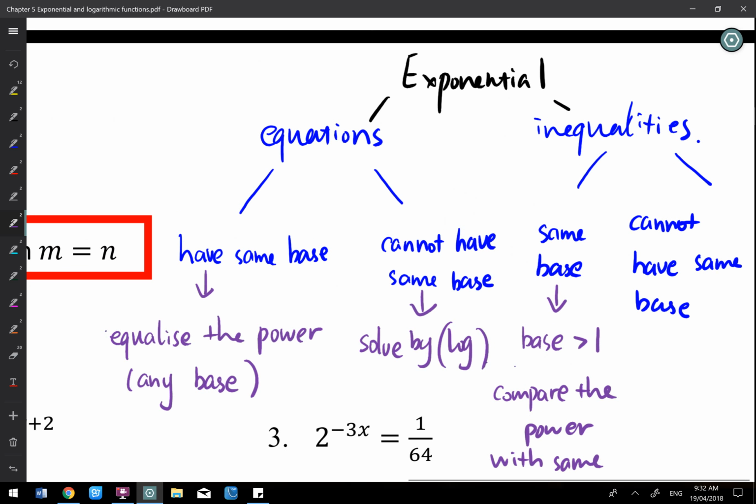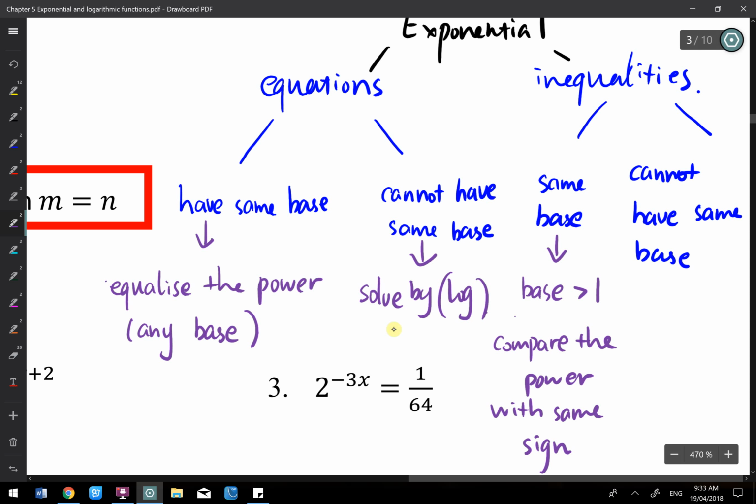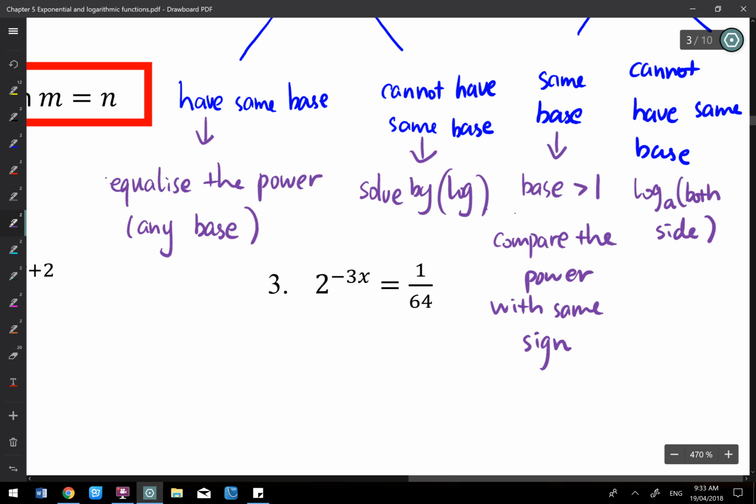But it's more complex to solve inequalities when you can't have the same base. For example, 2 to the power of x greater than 4 to the power of 3x minus 1. Something like that, you can't make the same base. So you need to use log on both sides. You log a on both sides.